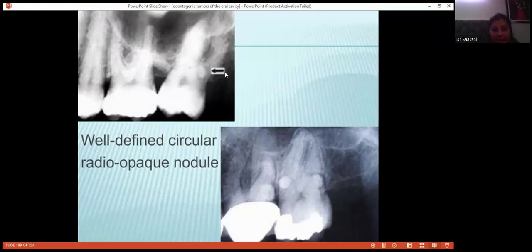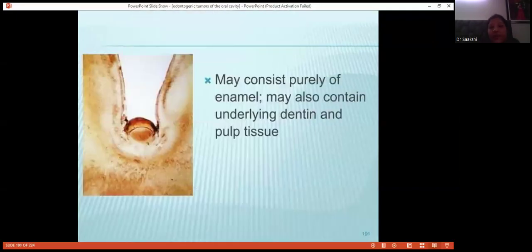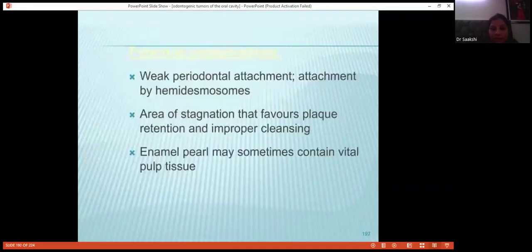Now you can see there's a well defined circular radiopaque nodule. You can see in this picture, even in the first picture, this is a well defined radiopaque nodule. Now it may consist purely of enamel. It may also contain underlying dentin and pulp tissue.